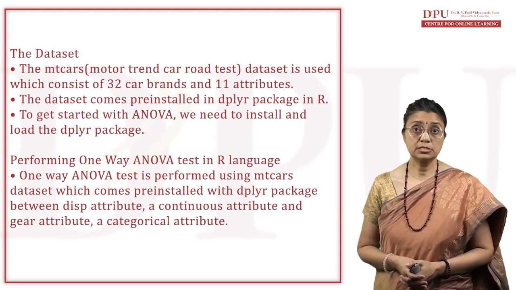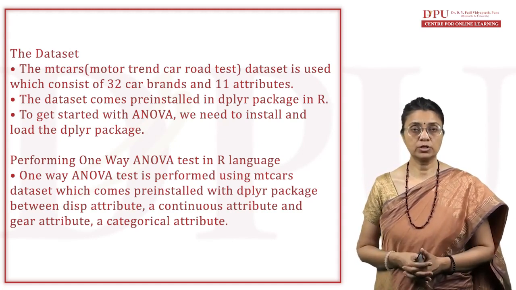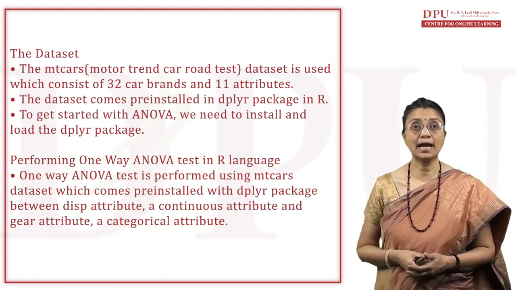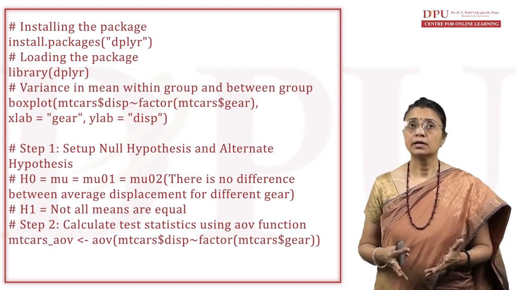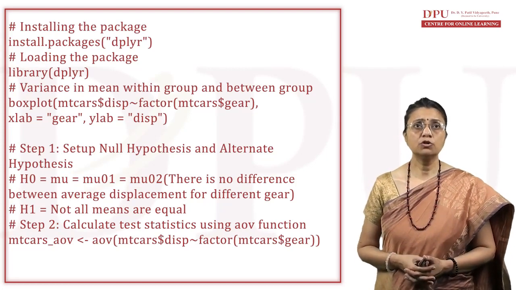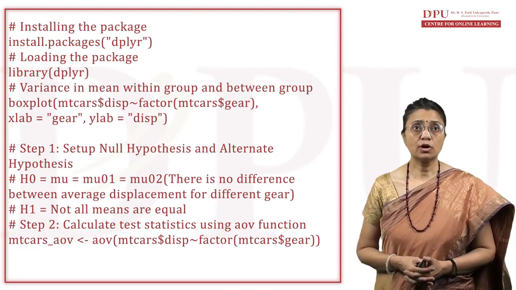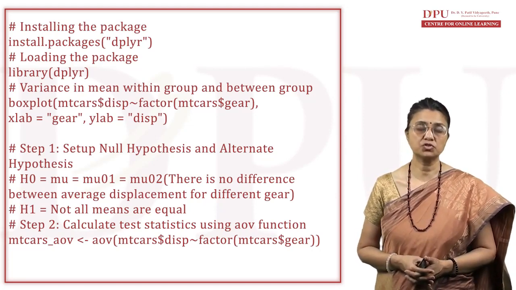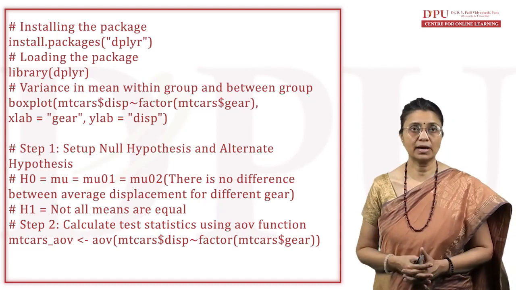You can see the disp attribute is continuous, where the values are continuous, and the gear attribute is categorical, where the values fall into some categories. Let's have a look at this code and understand what's happening. Though this looks quite complex, it is not. It is very simple. You can see over here we have installed the package dplyr. After installing the package, we are loading it with the help of the library function. So the top 4 lines are just about installing and loading the package.